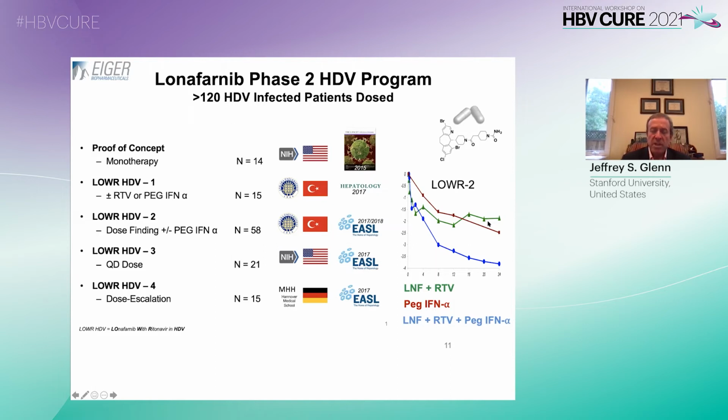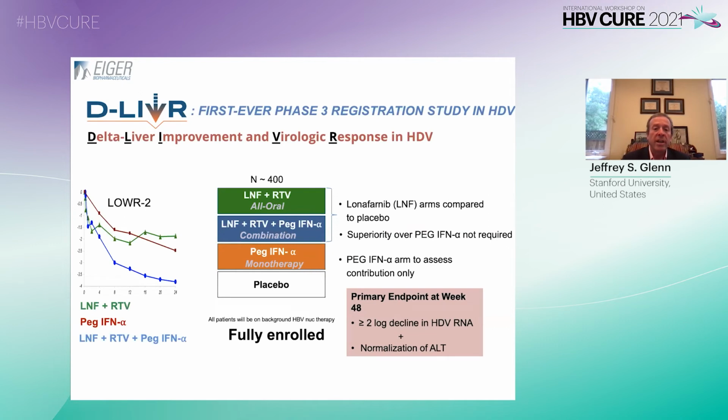And so these regimens now have been taken into longer dosing for a total of 48 weeks duration in the D-LIVR study, which is the phase 3 registration study, looking at Lonafarnib all oral, alone, or in combination with pegylated interferon alpha, and comparator arms of pegylated interferon alpha or placebo. Over 400 patients now fully enrolled, with a primary endpoint being greater than 2 log drop in HDV RNA and ALT normalization at 48 weeks, end of treatment.